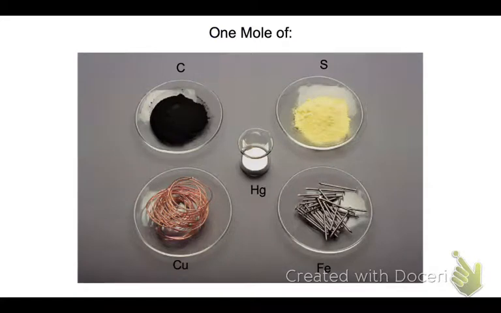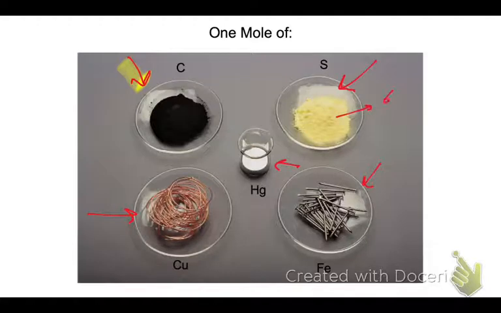Here is a picture. So what do these samples have in common? This is a sample of carbon, a sample of sulfur, mercury, copper, and iron. What they have in common is that each one of them contains 1 mole, which means this has 1 mole of carbon. This is 1 mole of sulfur. This is 1 mole of iron, 1 mole of mercury, 1 mole of copper. So what does that mean?